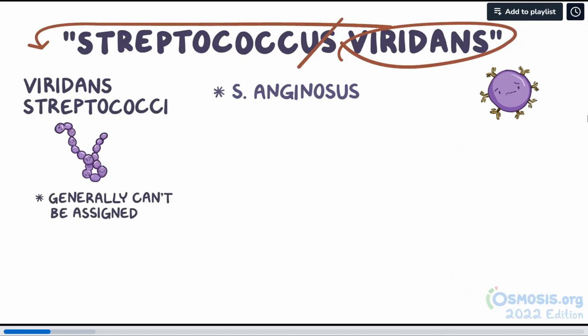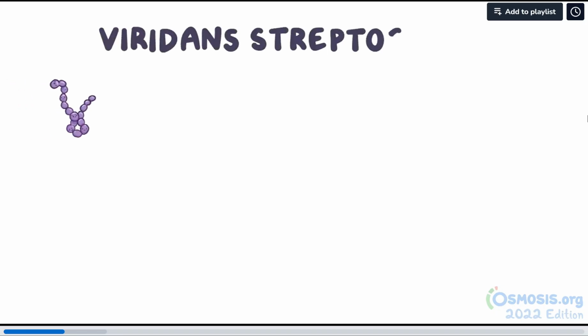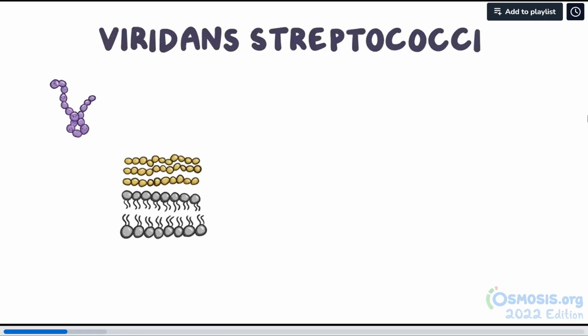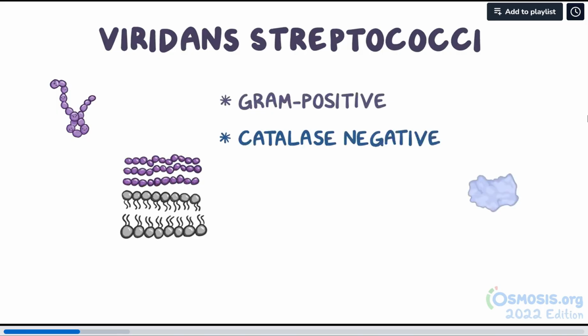However, in the Streptococcus anginosus group, some species can be assigned to Lancefield groups A, C, F, or G. Now, viridans streptococci have a thick peptidoglycan cell wall, which takes in purple dye when they're gram-stained, so they're gram-positive bacteria. They're also catalase negative, which means they don't produce an enzyme called catalase.